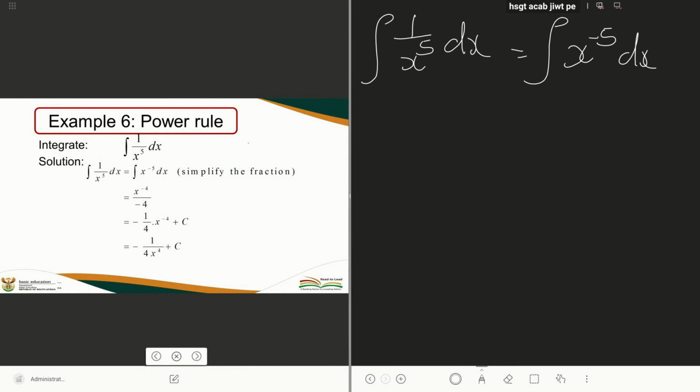From there, you apply your power rule, which will be equal to x to the exponent of negative 5. Here, let me also go back to the basics of those additions. Here we've got negative 5 plus 1, plus c.